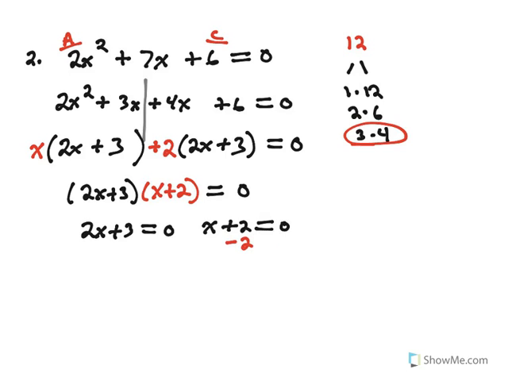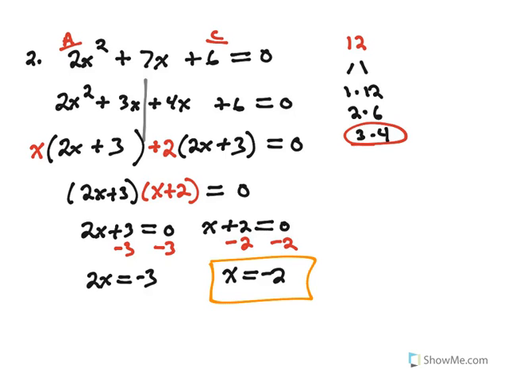This one here, all I got to do is subtract 2. Then I get x equals minus 2. So I already have one of the solutions there. Here I'm going to move the 3 to both sides. And then I have 2x equals minus 3. Then divide everything by 2, and I'm going to get x equals minus 3 over 2. That would be the solution for the other one.